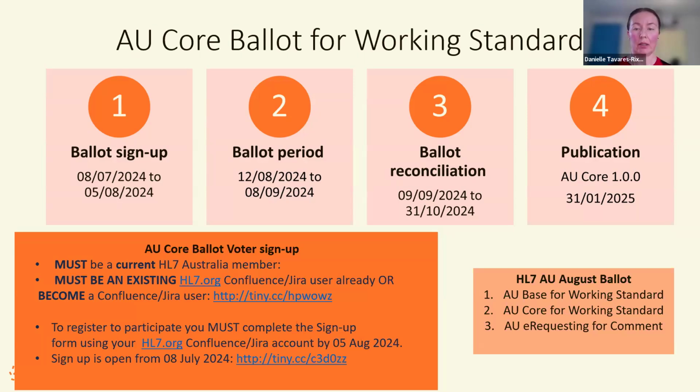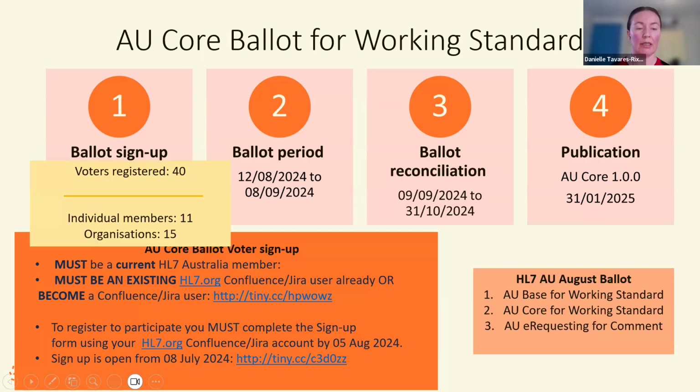I'm just going to give a little update on where our numbers are sitting at the moment. We currently have 40 voters registered for AU Core. Those come from 11 individual members, and the rest of the voting pool are from 15 different organisations at this time. In our next meeting, I'll be able to give you the final count, because by that point, ballot sign up will be closed.